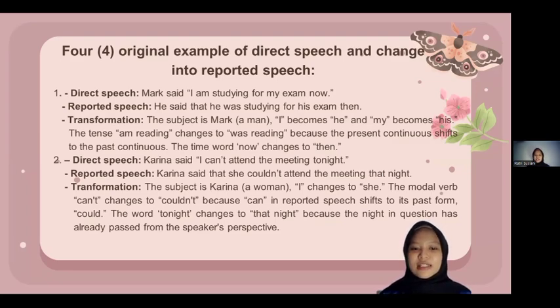Number two: Karina said, "I can attend the meeting tonight." The reported speech is: Karina said that she couldn't attend the meeting that night. Because the subject is Karina, a woman, I changed to she, and the modal verb can changed to couldn't because in reported speech can shifts to its past form, could. The word tonight changed to that night because the night in question has already passed from the speaker's perspective.